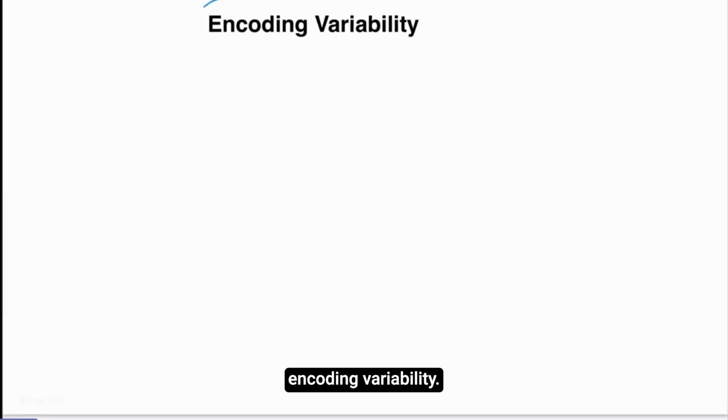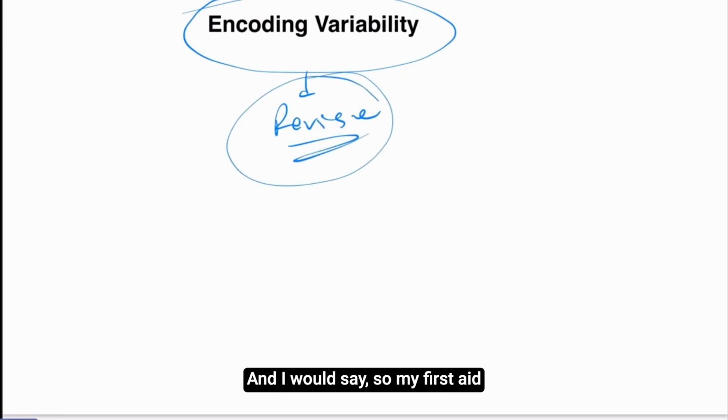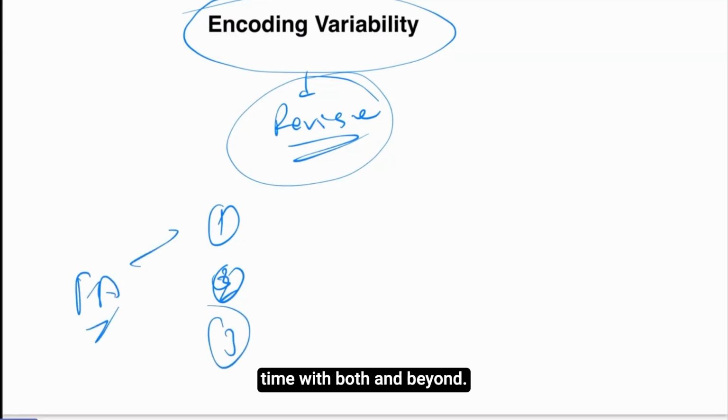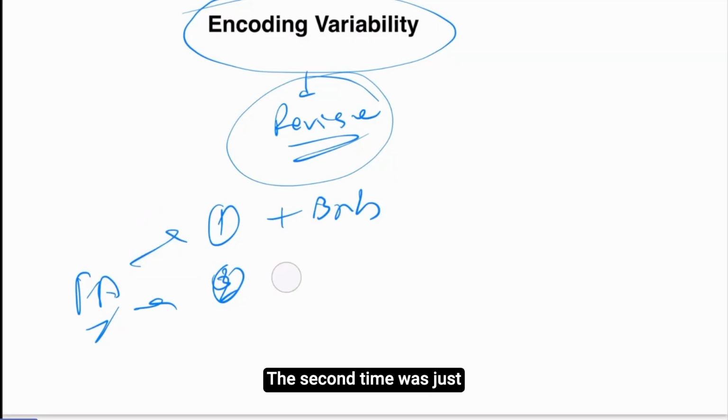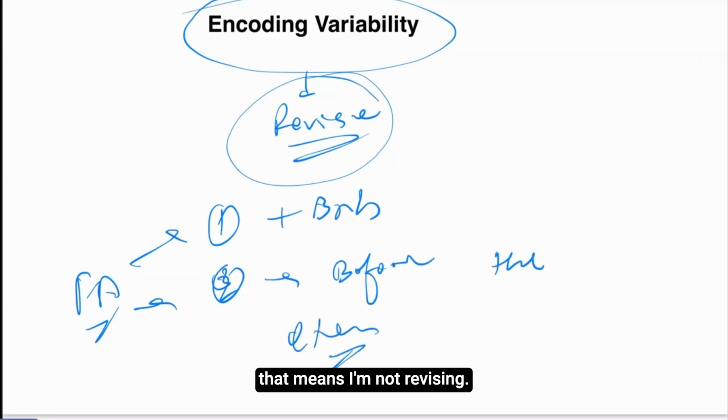The next thing is encoding variability. So I'm asked a lot of the times, should I revise? And I would say, so my first aid, I think I just did it 2 times. So for my step 1, I read first aid the first time with Boards and Beyond. The second time was just before the exam, about 2 weeks before the exam. So many people assume that means I'm not revising. Yes, I'm not revising if I'm reading it 2 times.